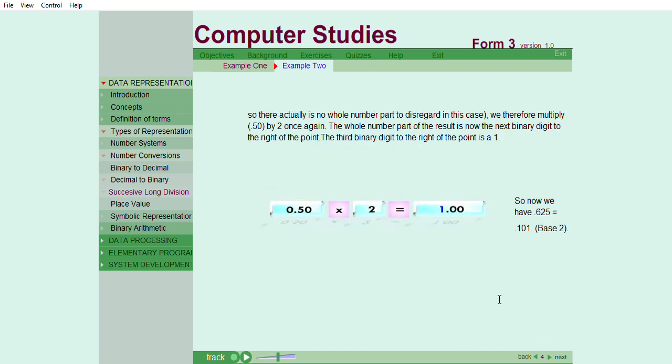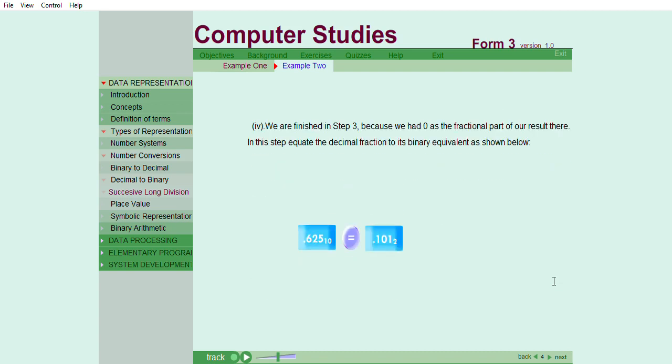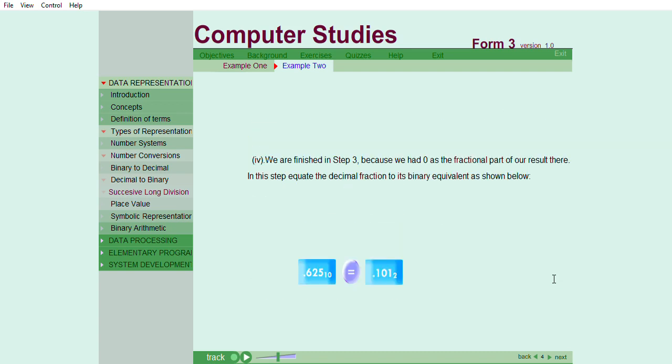Disregard the whole number part of the previous result. Note that this result was 0.50, so there actually is no whole number part to disregard in this case. We therefore multiply 0.50 by 2 once again. The whole number part of the result is now the next binary digit to the right of the point. The third binary digit to the right of the point is a 1. So now we have 0.625, which is equal to 0.101 to the base of 2.